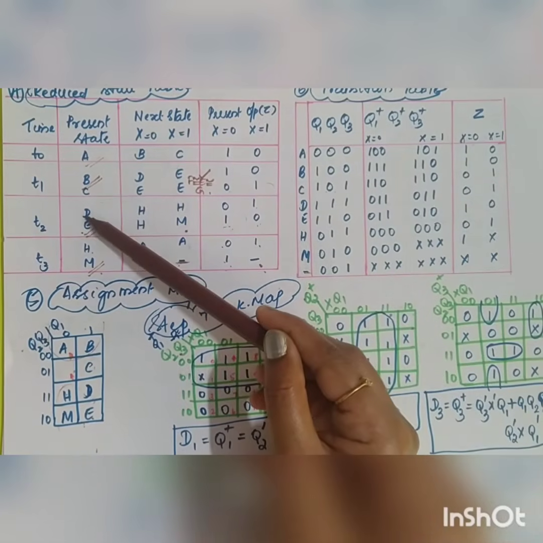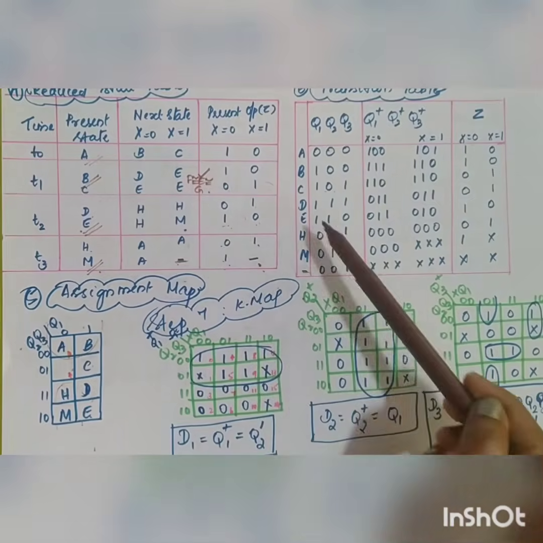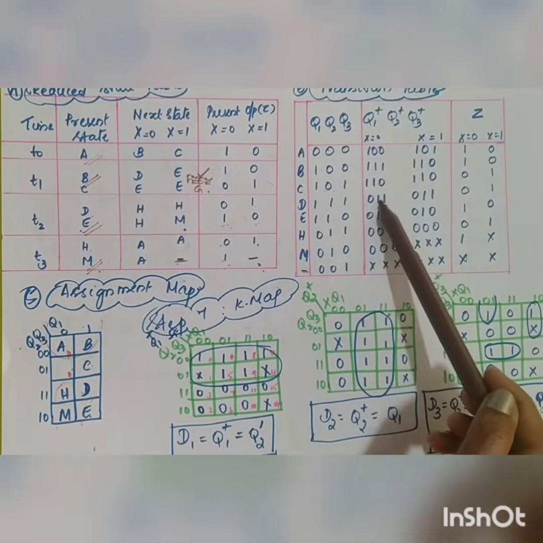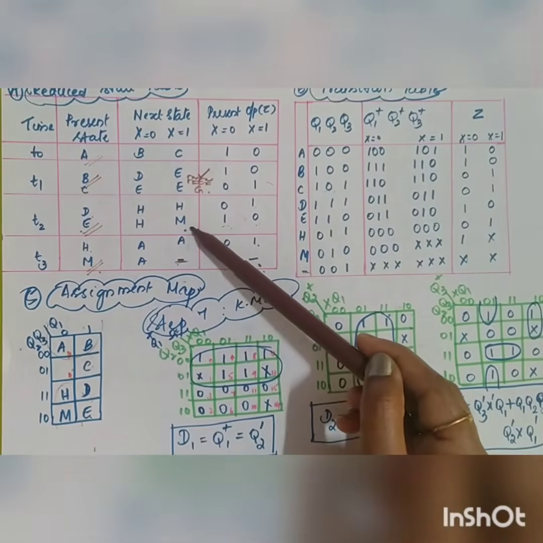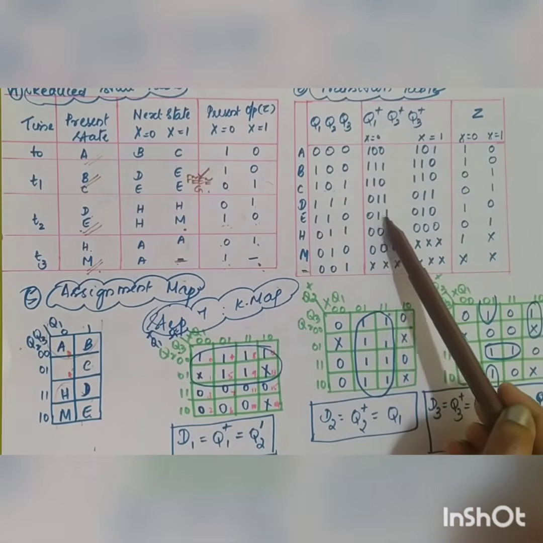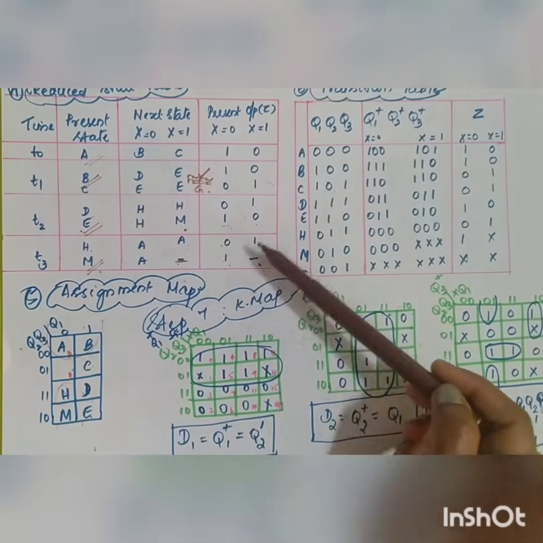What happened in your state D? D, your next state is H. For both the cases, H is equal to 0, 1, 1. So 0, 1, 1, 0, 1, 1. When it is E, what is your next state? H and M. H is equal to 0, 1, 1. M is equal to 0, 1, 0. Okay. So H, similarly, you have to fill everything.